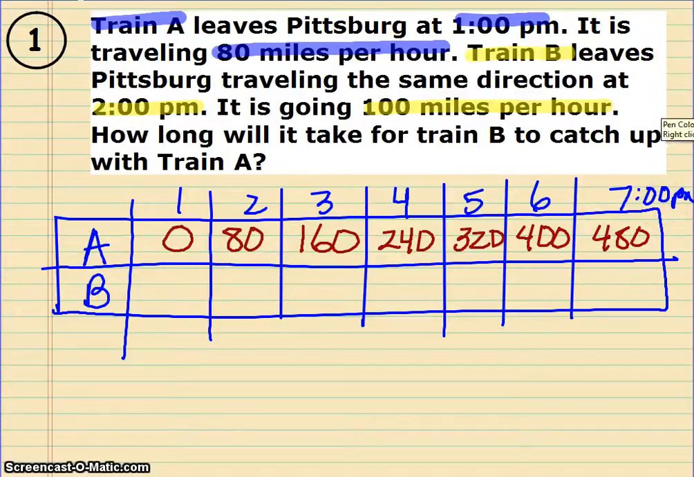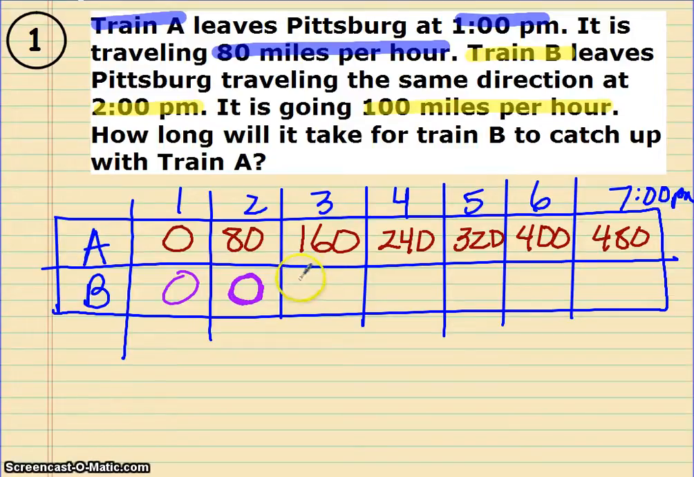So what about Train B? It leaves Pittsburgh traveling the same direction at 2 p.m. It's going 100 miles per hour. So at 1 o'clock, how far has Train B gone? 0. At 2 o'clock, how far has Train B gone? 0. It hasn't left yet. It's 2 o'clock. It hasn't moved yet. It's barely starting. It's going chug, chug, chug. It's just getting started. It's gone nowhere at 1 o'clock, at 2 o'clock.